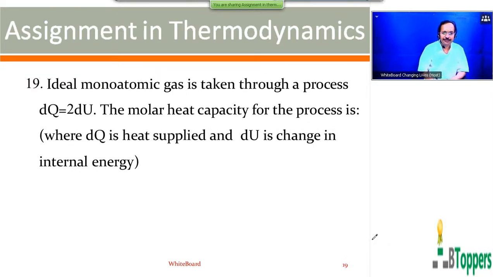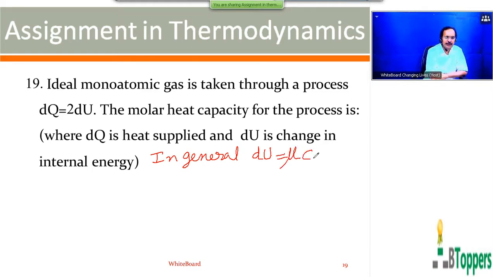See question number 19. An ideal monatomic gas is taken through a process dQ equal to dU. The molar heat capacity for the process is, where dQ is the heat supplied and dU is the change in internal energy. So in general, the change in internal energy of a fixed mass of an ideal gas in any process, when the temperature changes by an infinitesimally small amount dT, is given by dU equal to mu CV dT. And the heat energy absorbed by the gas in any process, you can write as mu C dT. Let's see the molar specific heat of the gas for the specific process.